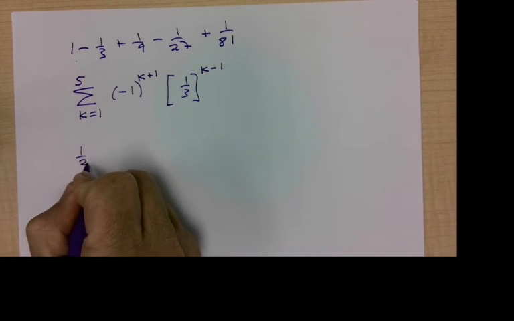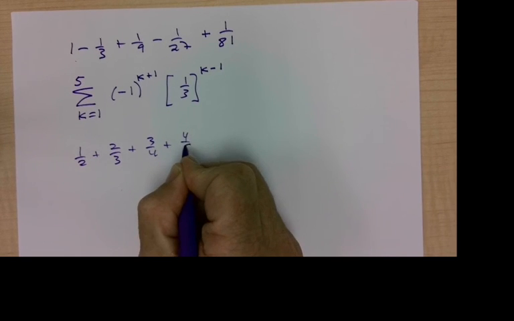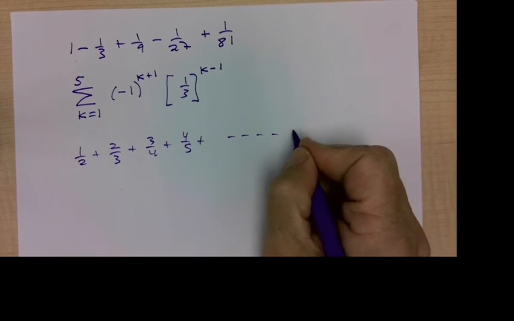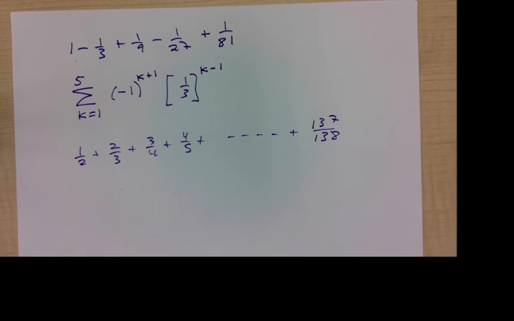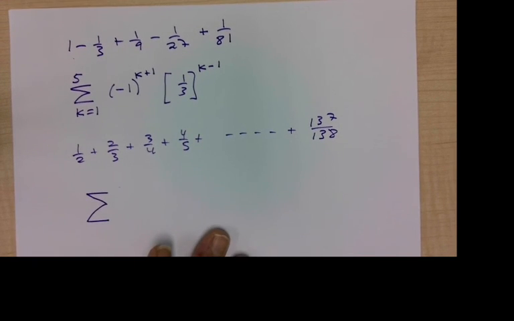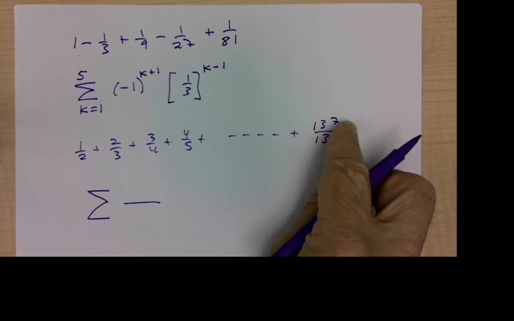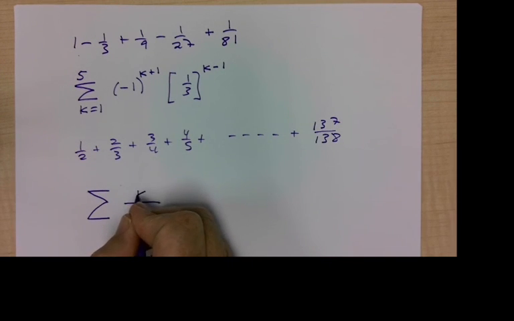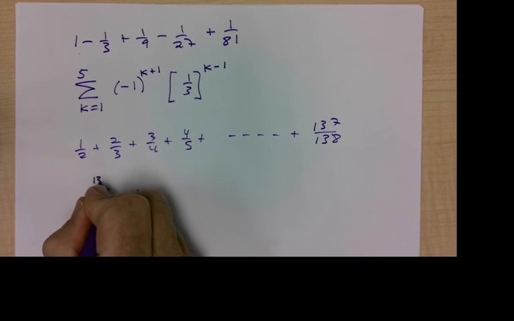Maybe take a look at one more. 1/2 plus 2/3 plus 3/4 plus 4/5 plus dot dot dot plus 137 over 138. So yeah, like I was about to say, being comfortable with sigma notation is very important. It's something that we use in calculus quite a bit. What's changing? The top is changing and the bottom is changing. The top starts at 1 and ends at 137, so let's call that k. K starts at 1 and ends at 137.